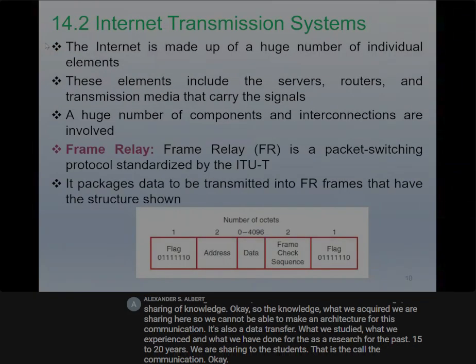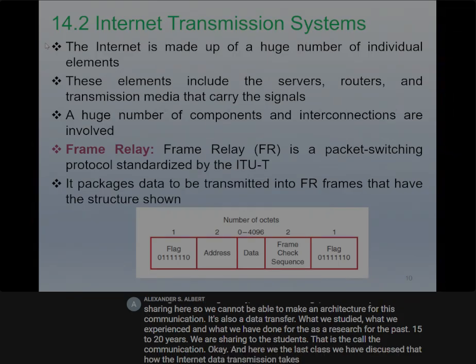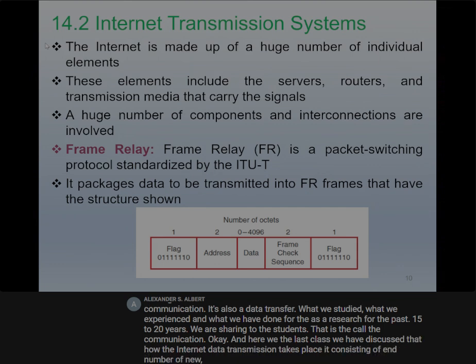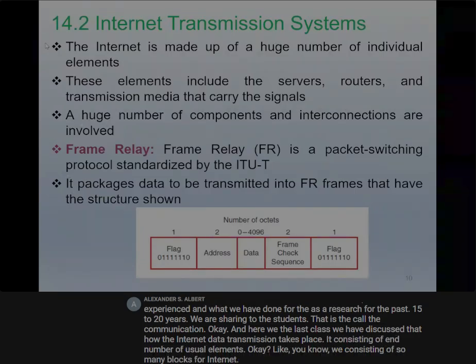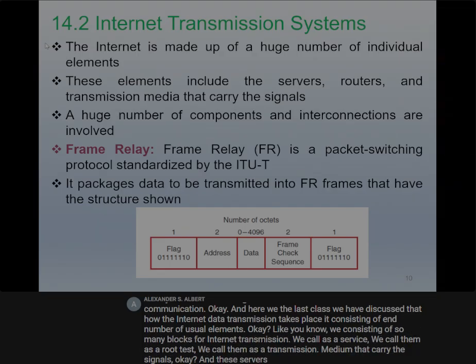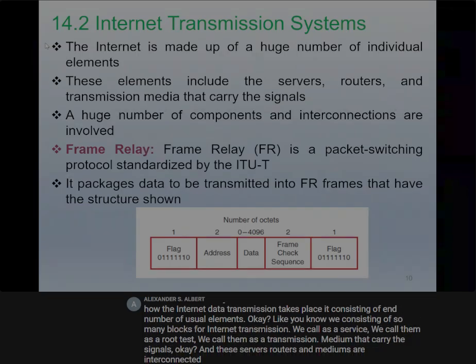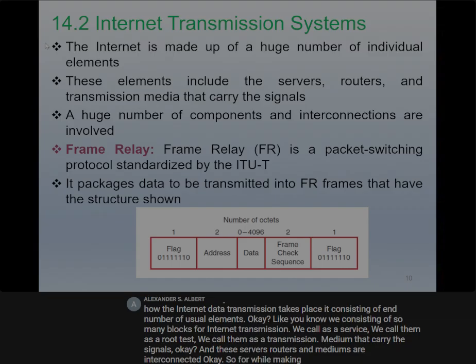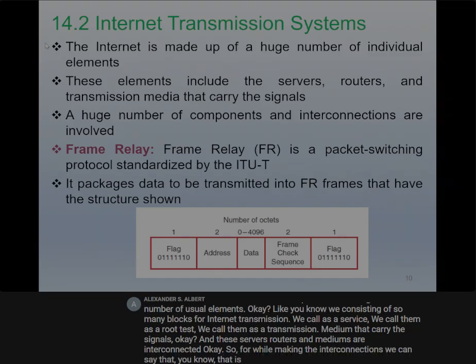And in the last class we discussed how internet data transmission takes place. It consists of n number of individual elements, like so many blocks for internet transmission. We call them servers, routers, and the transmission medium that carries the signals. These servers, routers, and mediums are interconnected. While making the interconnections, it follows some protocol. Protocol means a procedure.